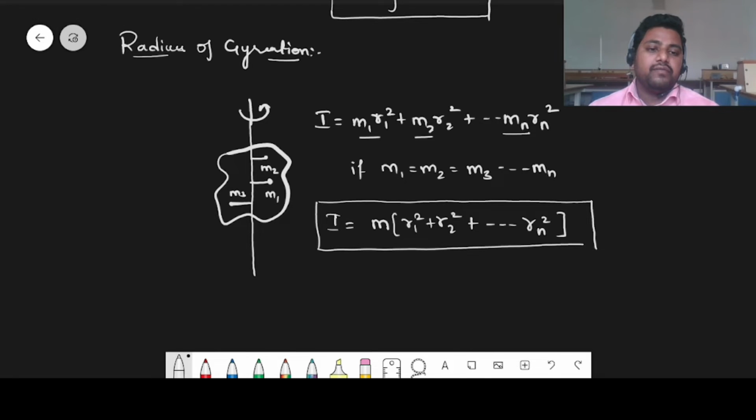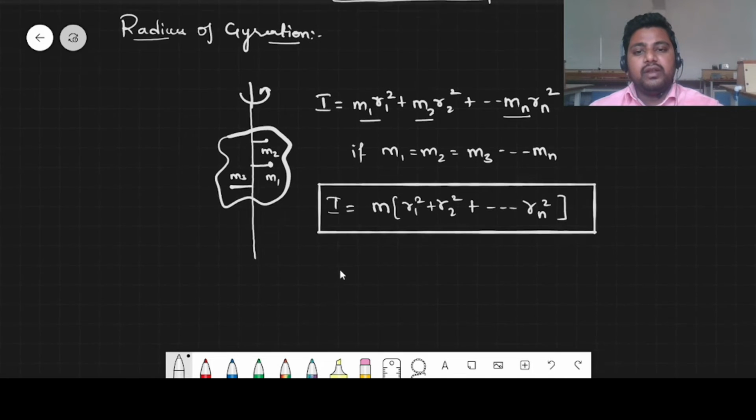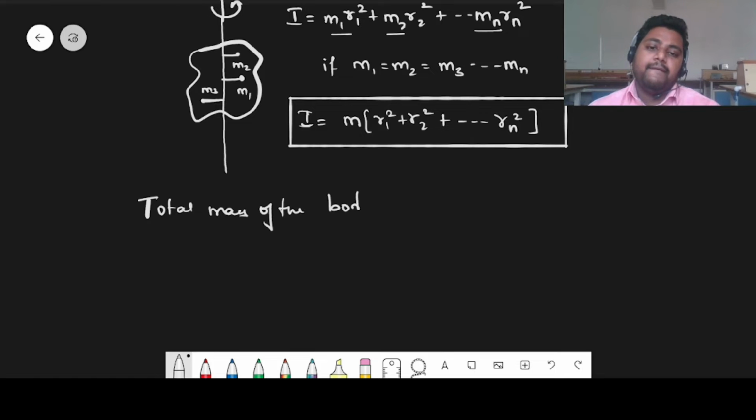Now, this is the general formula of moment of inertia of that entire body. In this case, if you are trying to analyze the total mass, the total mass of the body can be written as, if n such particles are there, n into m. So M is n into m. This is how you can write the total mass of the body.